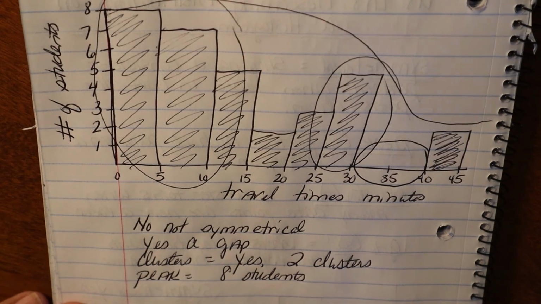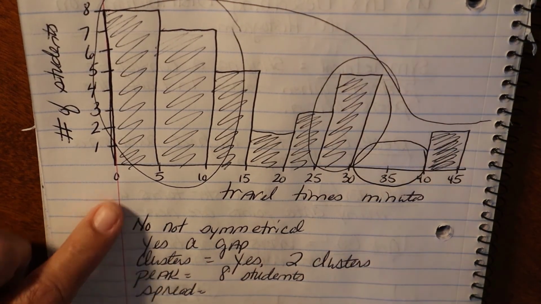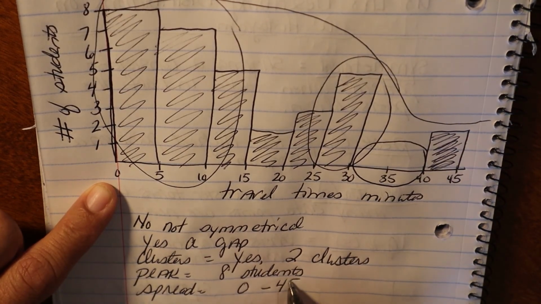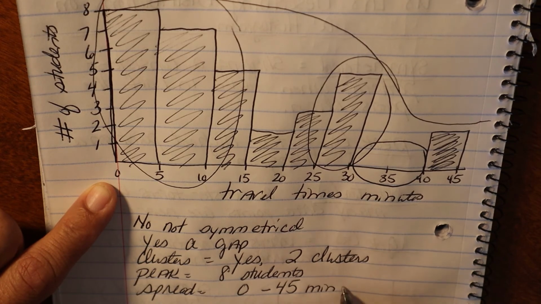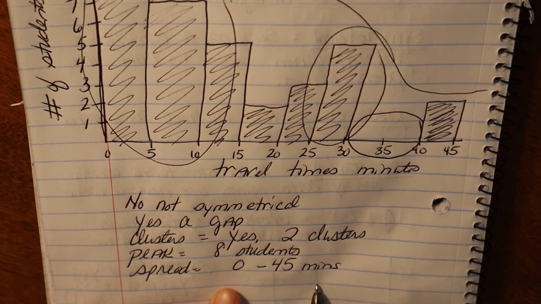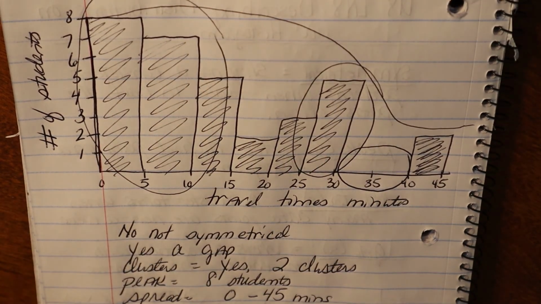And lastly, if I asked you what is the spread of our data, you take your low, which is your 0, all the way up to your 45 minutes. So it takes students anywhere between 0 and 45 minutes to travel to school, and then this is all of the specific information. So a histogram is a great way to show that information.